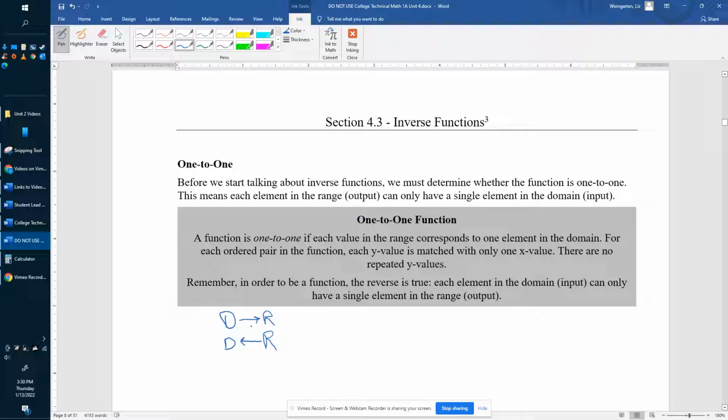So in order to be a one-to-one function, only one item in the domain can have one item in the range. Only that item in the range can have that item in the domain. That's what it means to be a one-to-one function.